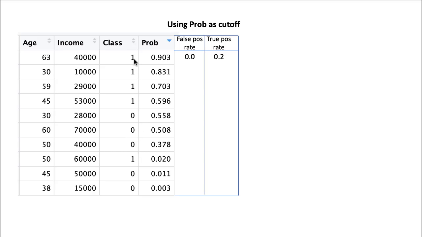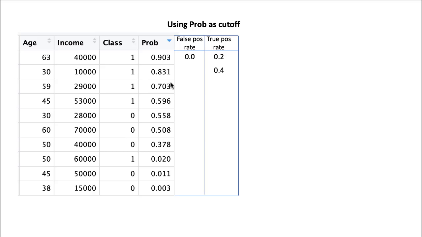Because everything else is going to be classified as negative, as 0. This one alone is going to be classified as 1, right? So nothing which is a 0 will be classified mistakenly as a 1. So the false positive rate is 0, the true positive rate is 0.2. Okay. Next, if we consider the cutoff as 0.831, then these two will be classified as 1.